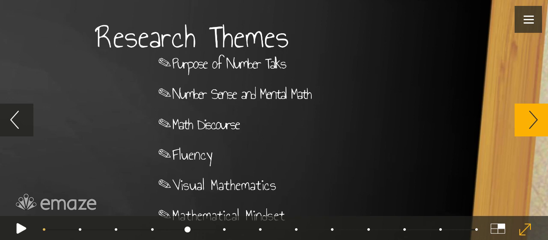Fluency does not just mean speed. To be fluent means that students are comfortable with numbers. The fifth theme that I looked at was visual mathematics.